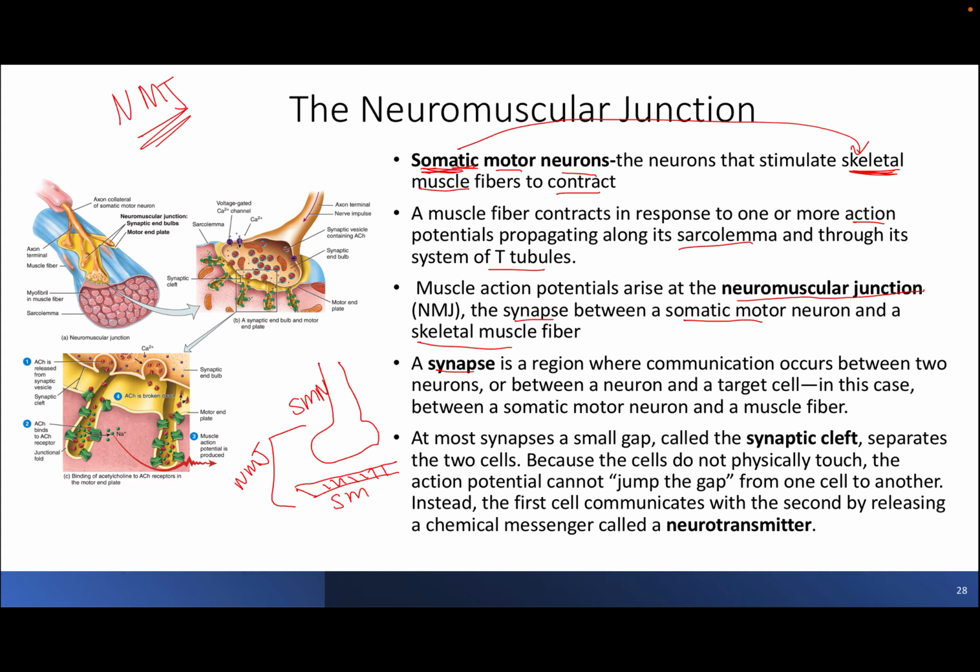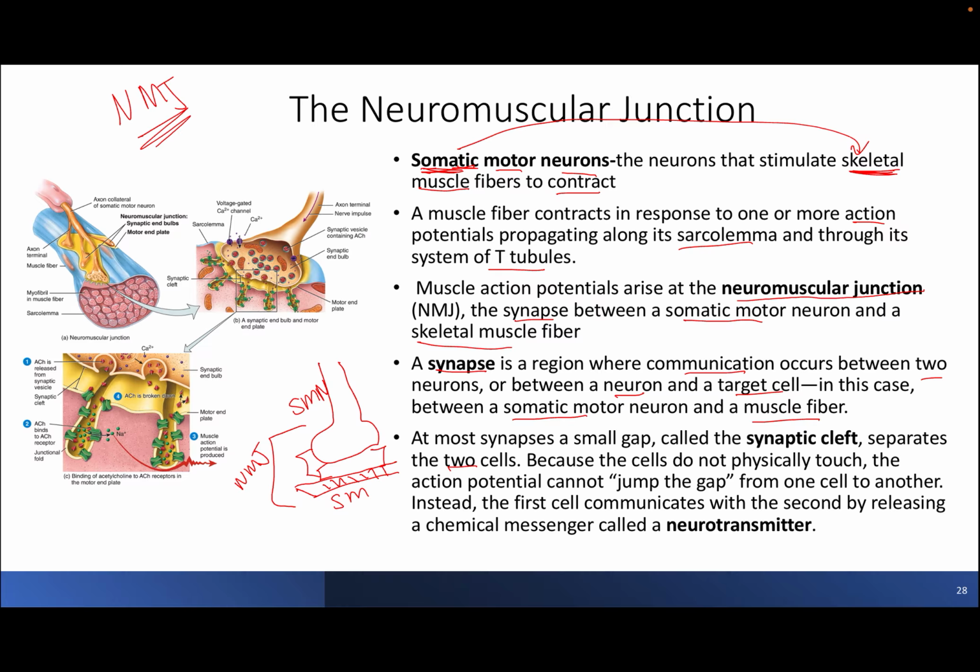Now a synapse is a region where communication occurs either between two neurons or between a neuron and a target cell, which is what we're talking about in this case, right? So in the case of our neuromuscular junction, this is between our somatic motor neuron and our skeletal muscle. This is where we form our synapse. Now, at most synapses, there's going to be this little gap. We call this a synaptic cleft. This physically separates those two cells.